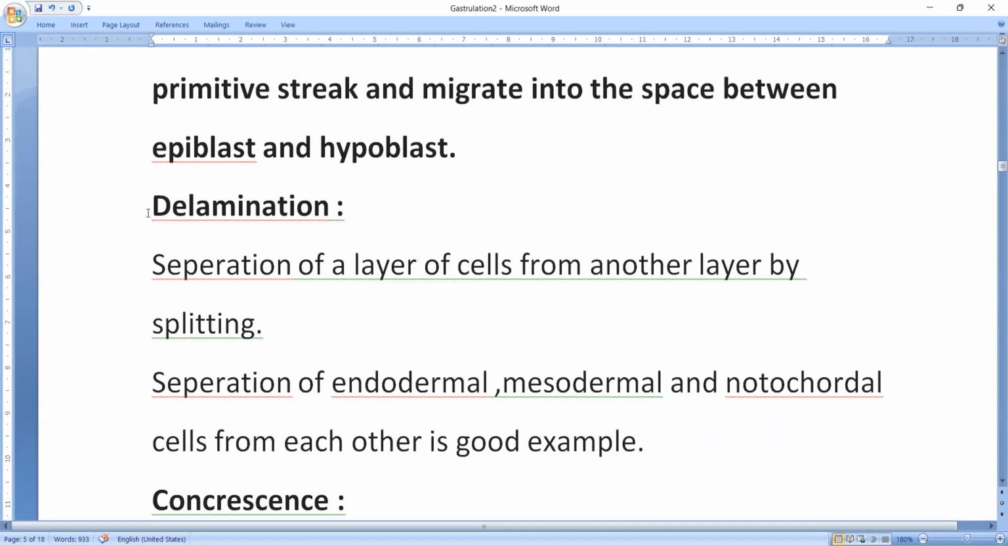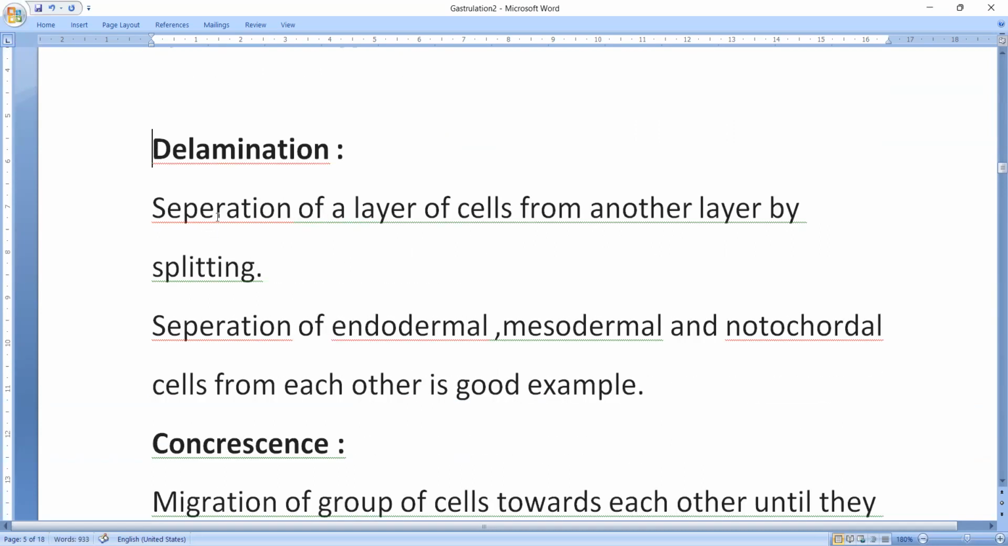And another term called delamination. It is also separation. It is not emboly, but separation: separation of a layer of cells from another layer by splitting.